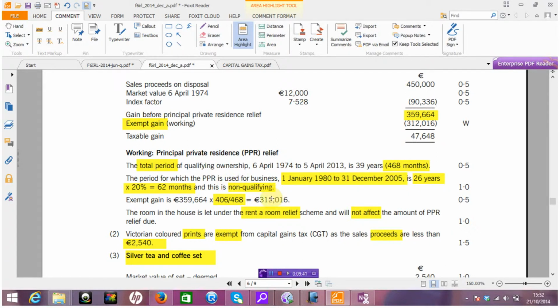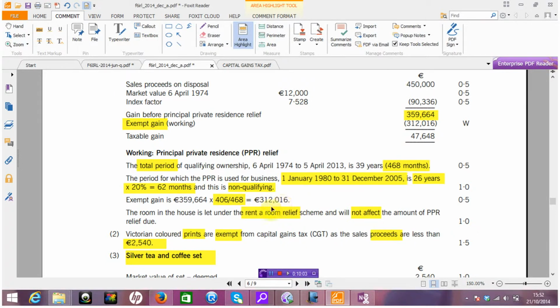So really what do we do then? Well, we say, if the 62 months is non-qualifying, then really the difference between 62 and the total number of months of 468 is what is going to be exempt for capital gains tax purposes. And really that's where they get their fraction of 406 divided by 468, which gives us the 312.